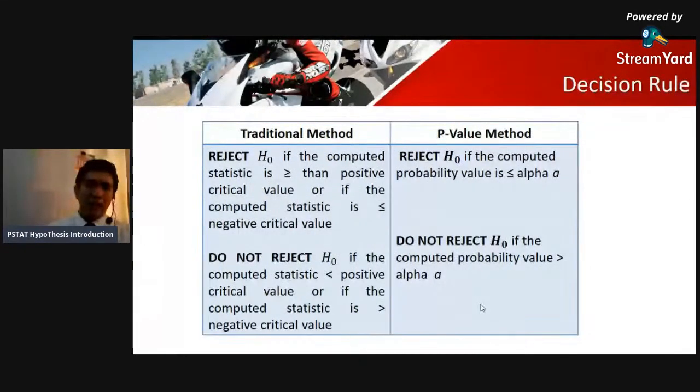Then do not reject H0 if the computed statistic is less than the positive critical value, meaning your computed value does not fall in the rejection region. And for the p-value method, if the computed p-value is greater than the alpha, do not reject your null hypothesis. Instead, you will just restate the null hypothesis, and that will be your findings.